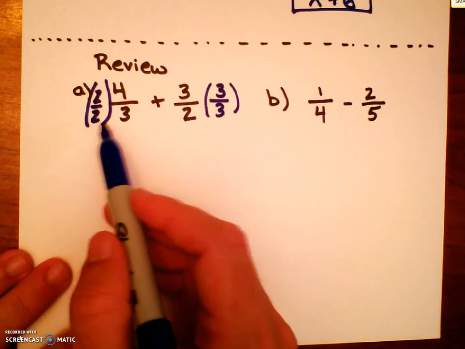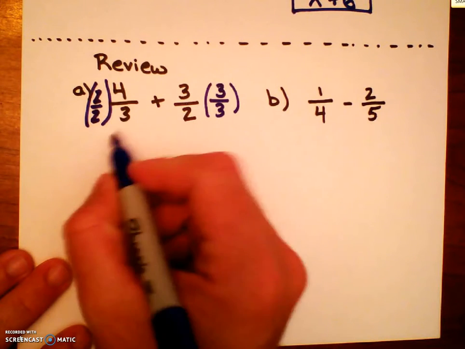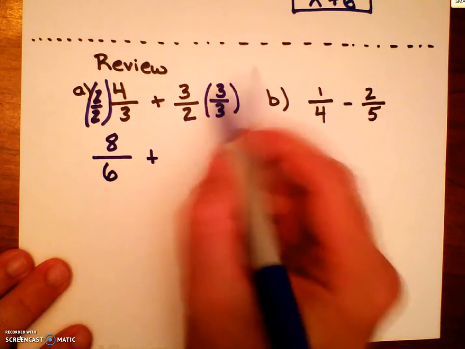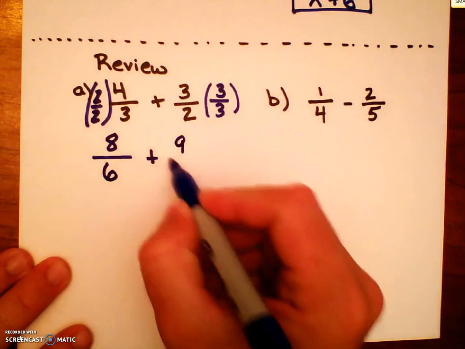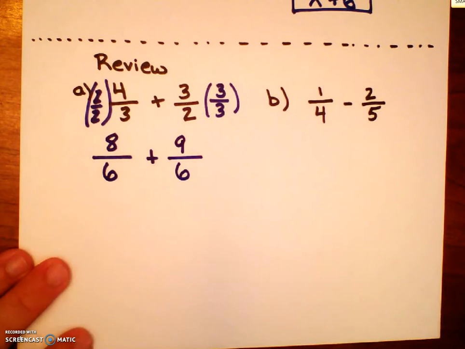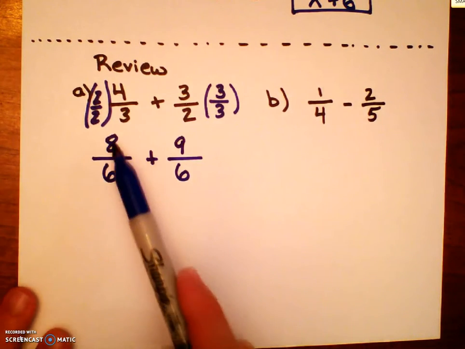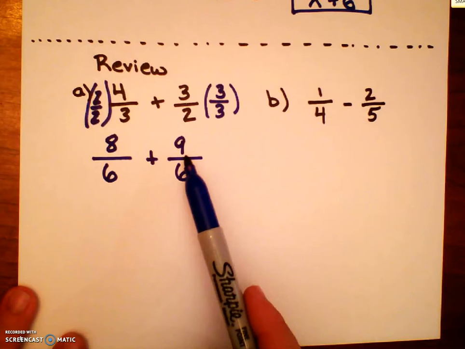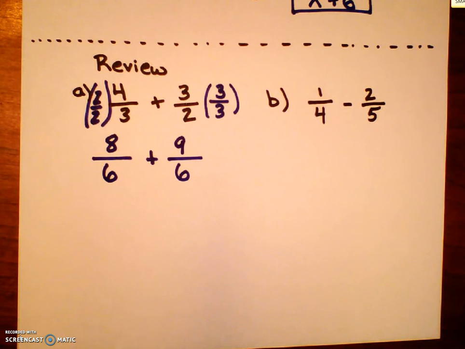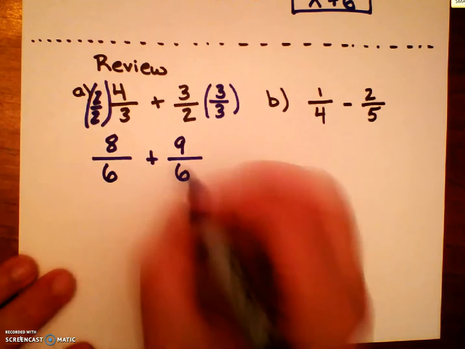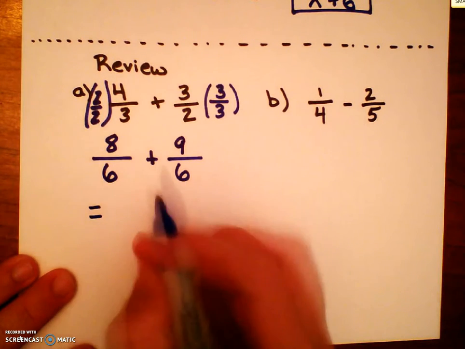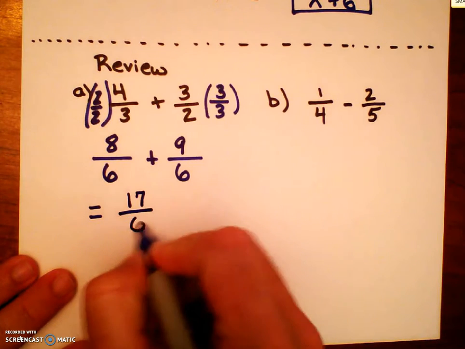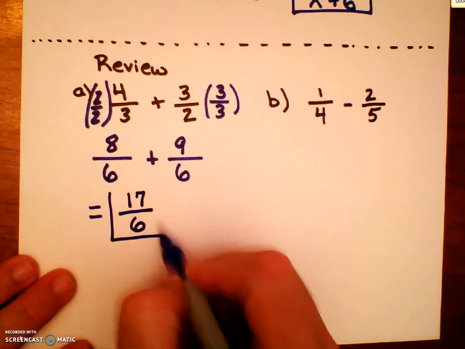And now when I multiply these, 2 times 4 is 8. 2 times 3 is 6. Over here, 3 times 3 is 9. 2 times 3 is 6. And if you think about it, these reduce down to what we originally started with. 8/6 is the same thing as 4/3. 3/2 and 9/6 are also the same thing. So you haven't changed what these are equal to. Now that they have common denominators, we can simply add the tops. 8 plus 9 is 17, all divided by the common denominator of 6. And that will be our answer.